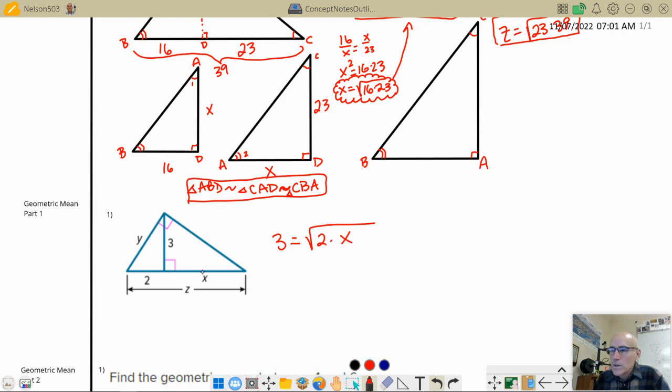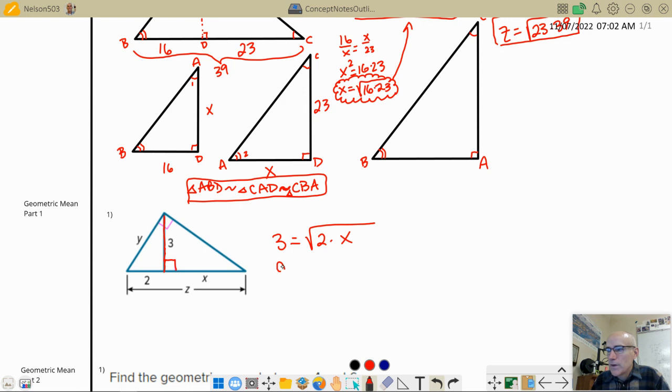Now, you might say, well, what's x doing down here? I thought x was on this side. Well, not every time. They can give us different given information, but we have to identify, here's our big right triangle, and then here's the altitude dropped to the hypotenuse of the big right triangle. So the altitude is the geometric mean of the piece on the left times the piece on the right. And so here we go.